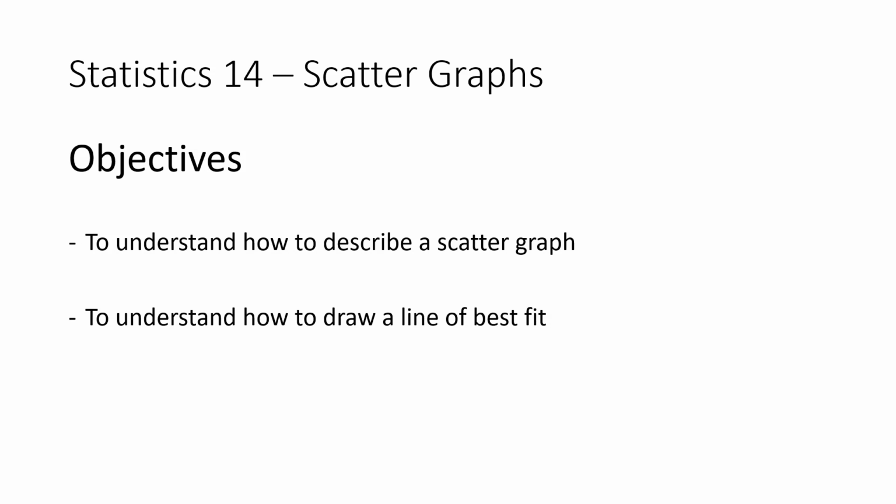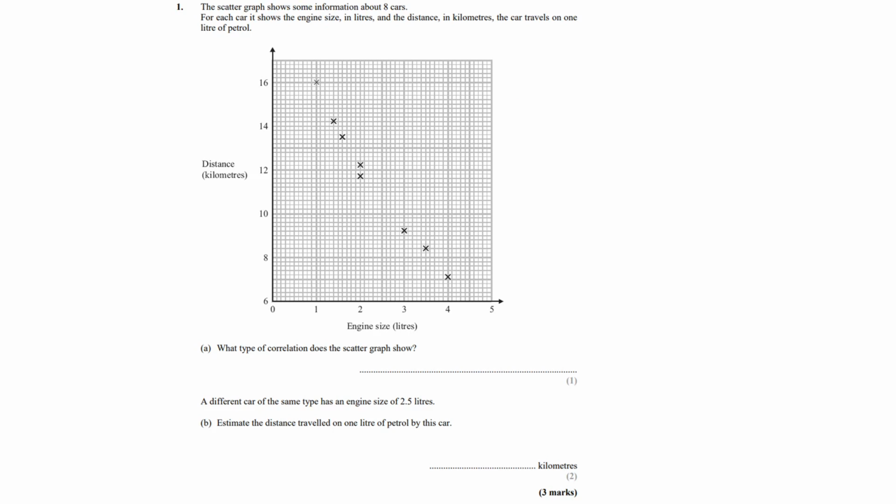Okay, what about scatter graphs? Which is kind of a bit of both, and let me explain. The scatter graph shows some information about 8 cars. For each car, it shows the engine size in litres, and then the distance the car travels per litre of petrol, right? What type of correlation is this?